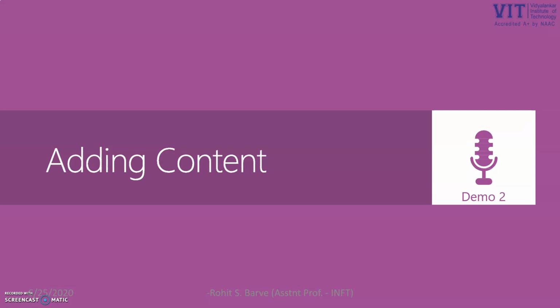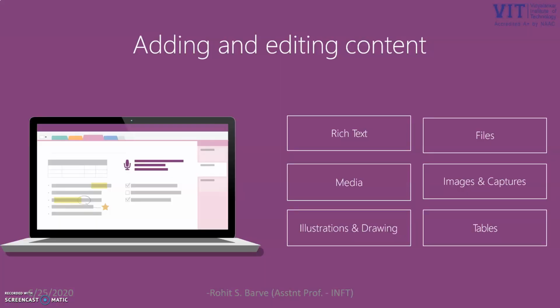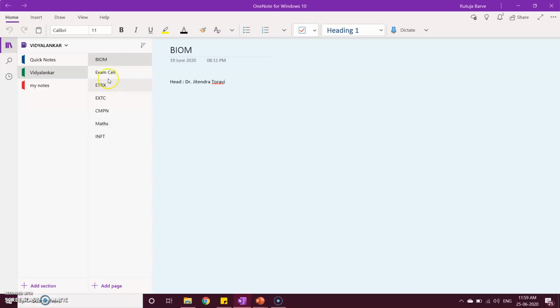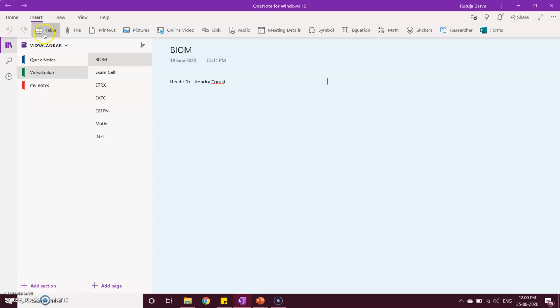Now let's have a look at how to add contents. We can add rich text, files, media, images, tables, and drawings as well. If I click on Biomed as a page, and if I click on insert, I can see many options which I can add to the notebook. I can add a table, file, printout, photographs, a link, audio, and so on.